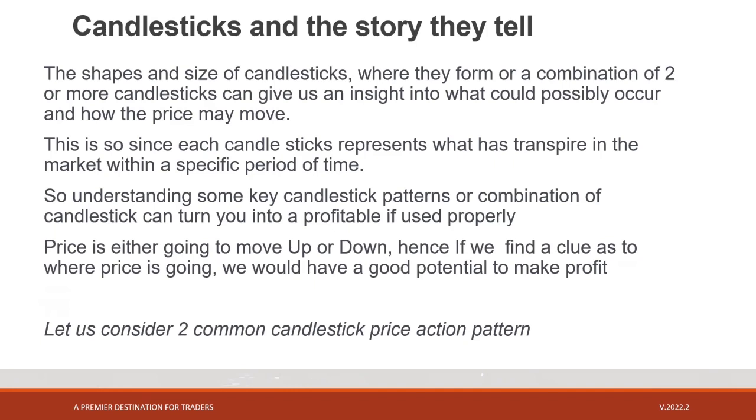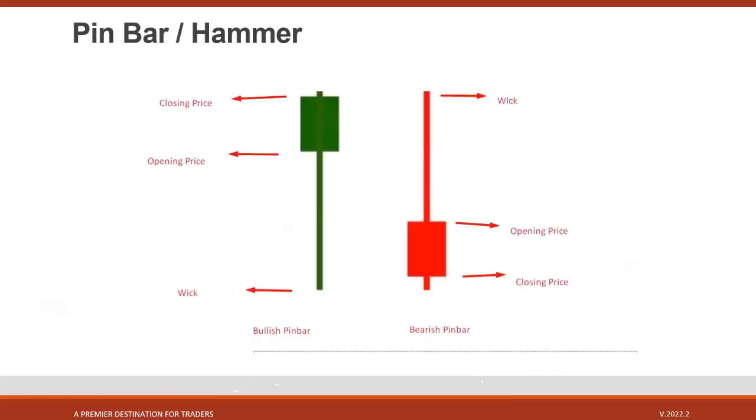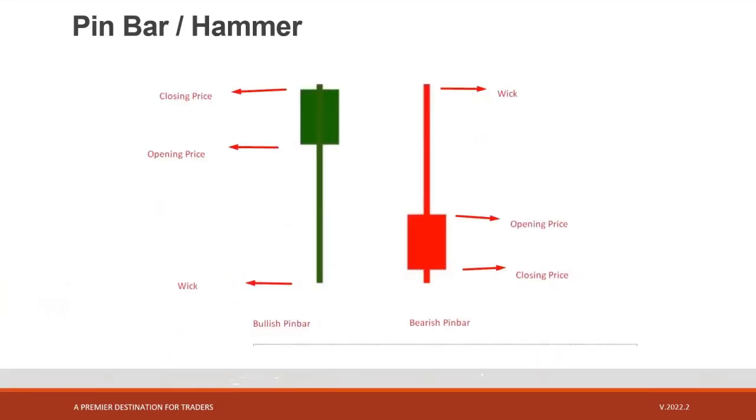Now, let us consider two common candlestick patterns. We'll begin with the first one, which is a pin bar or a hammer, whichever you want to call it. It's called a hammer because it kind of looks like a hammer. And this one is also an inverted hammer or a pin bar, whichever you want to call it. I don't care about the name or how you pronounce it, just that you understand what it looks like and what story it's telling. So this green one is the bullish pin bar, and this red one is the bearish pin bar. This will be the hammer and this will be the inverted hammer.